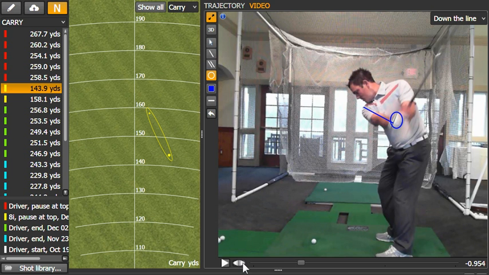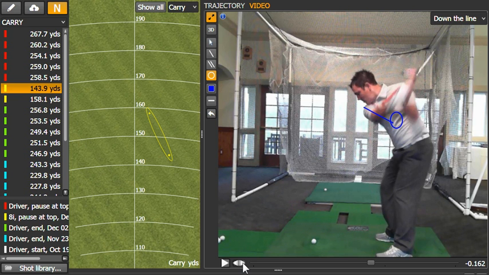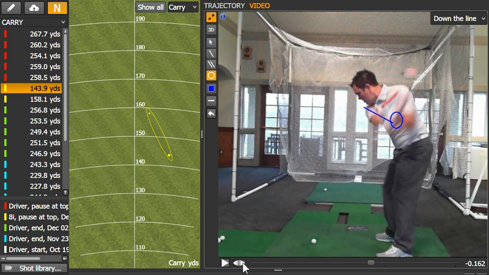Let's take a look at the pause at the top and the transition that's initiated more with the body than with the hands. So you can see a big difference there with how far back the hands are and how they match up closer to where he was at his halfway position. So this is definitely going to shallow things out for him. Let's look at the numbers now.